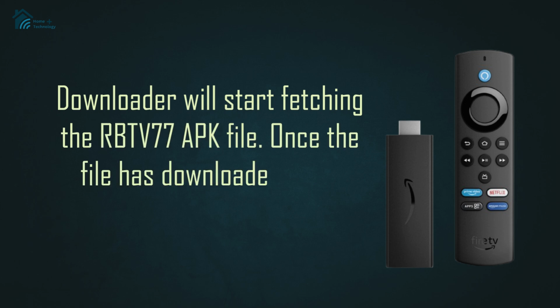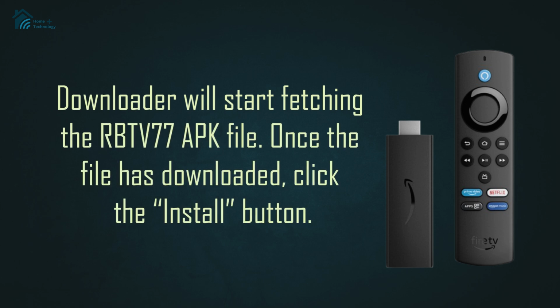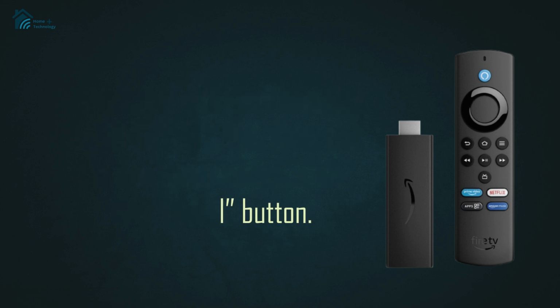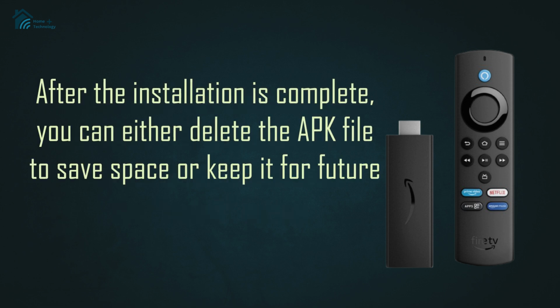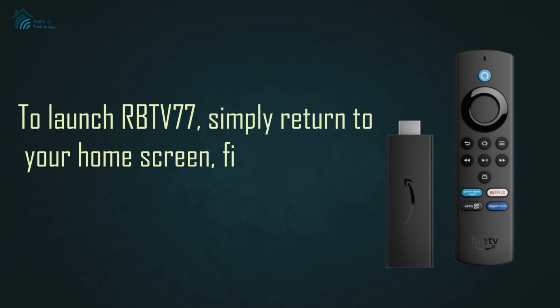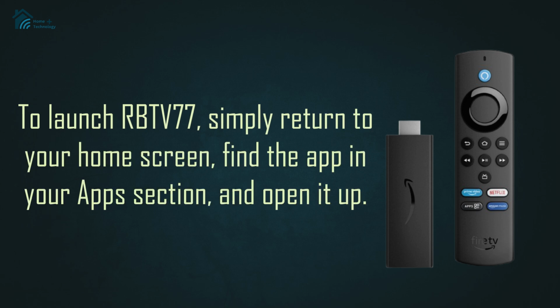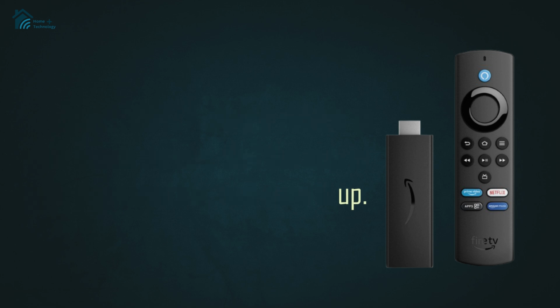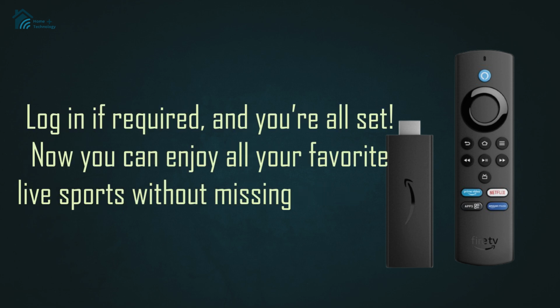Downloader will start fetching the RBTV77 APK file. Once the file has downloaded, click the Install button. After the installation is complete, you can either delete the APK file to save space or keep it for future updates. To launch RBTV77, simply return to your home screen, find the app in your app section, and open it up. Log in if required, and you're all set.